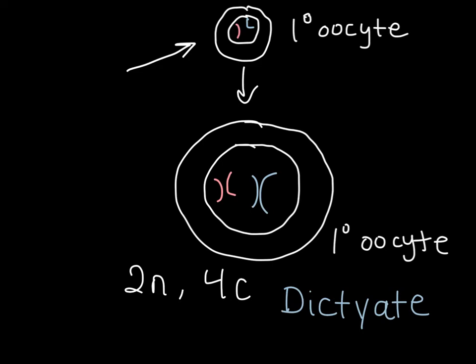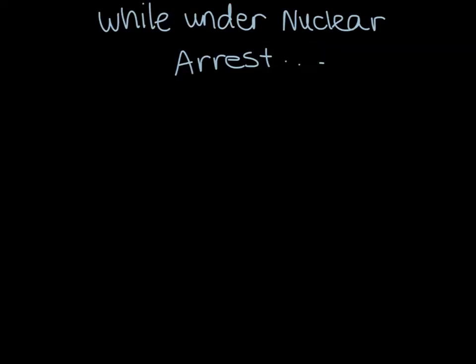So this is obviously going to continue throughout the female animal's life, so she's not going to just dump out all of the eggs at once. While under nuclear arrest, something else is happening to this primary oocyte. We can't forget from previously, one of the major phases of oogenesis is we need cytoplasmic growth, and we need to form a Zona pellucida.